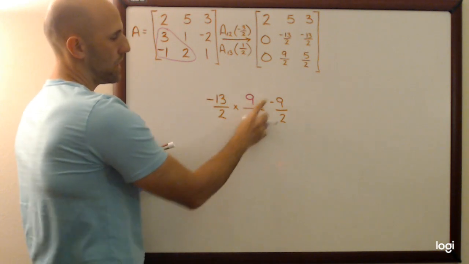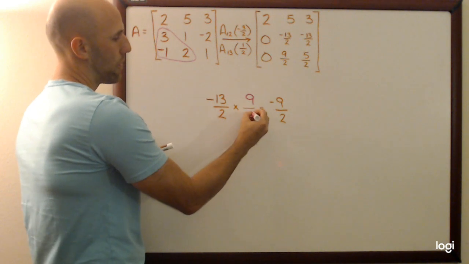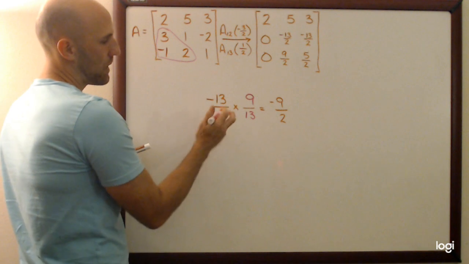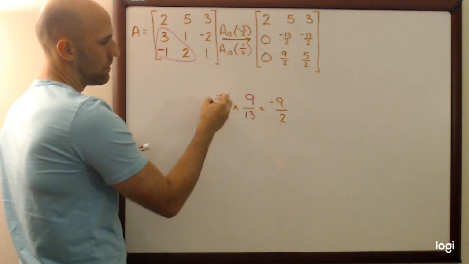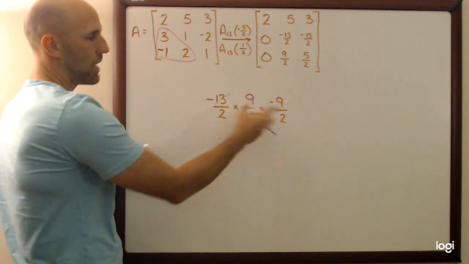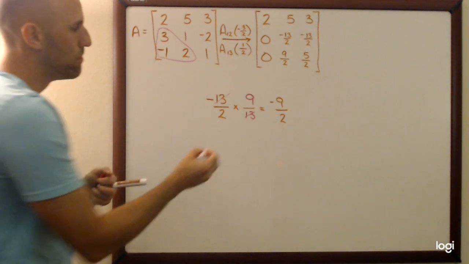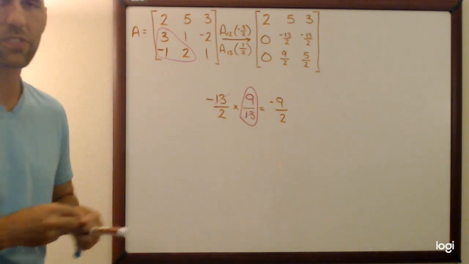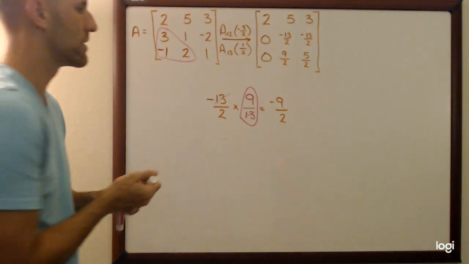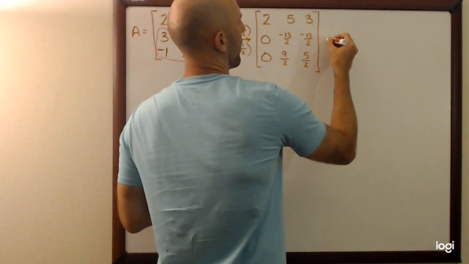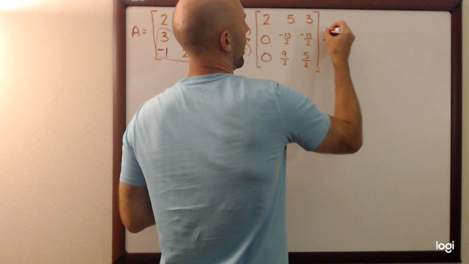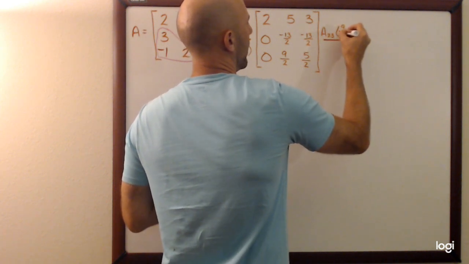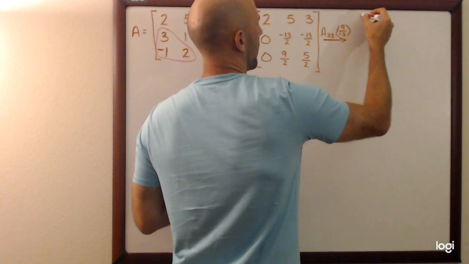And now I don't want this 13, do I? There's no 13 over here. So what if I put a 13 down here? And now if I do this multiplication, the 13s would cancel, giving me -9/2. So the multiple I'm looking for is 9/13, right? 9/13. So what I'm going to do here is I'm going to do A23 9/13.